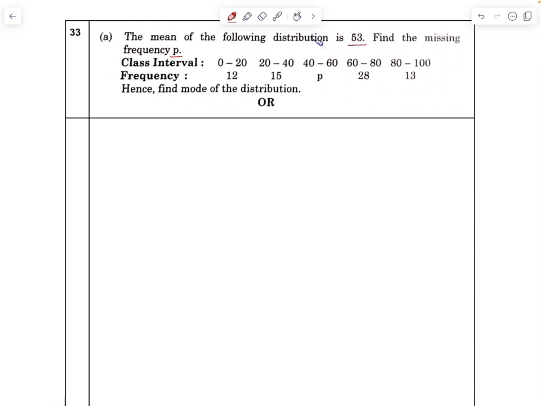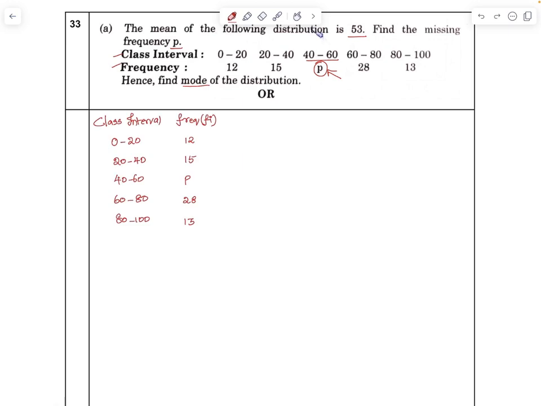The class intervals and their respective frequencies are given. For the class interval 40 to 60, the frequency given is P. So we have to find this P and hence find the mode of the distribution. Let's take down the class intervals and the frequencies given. For the class intervals, let's get the mid values or class marks.